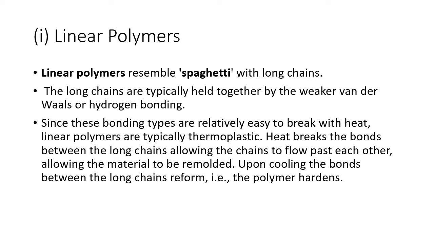These long chains are typically held together by the weaker van der Waals forces or hydrogen bonding. Since these bonding types are relatively easy to break with heat, linear polymers are typically thermoplastic. Heat breaks the bonds between the long chains, permitting the chains to flow past each other, and hence they allow the materials to be remolded. Upon cooling, the bonds between the long chains reform. That is, the polymer gets hardened.